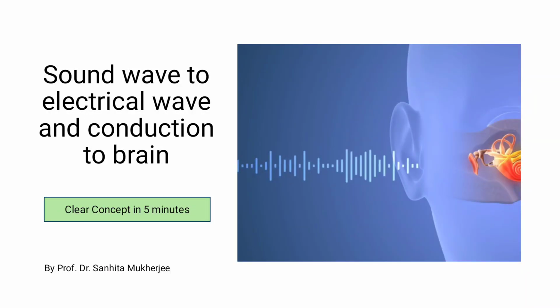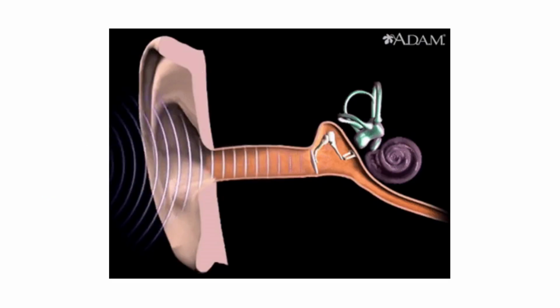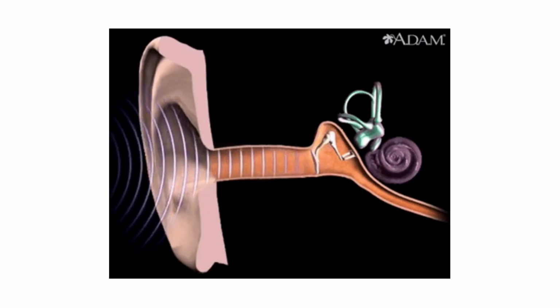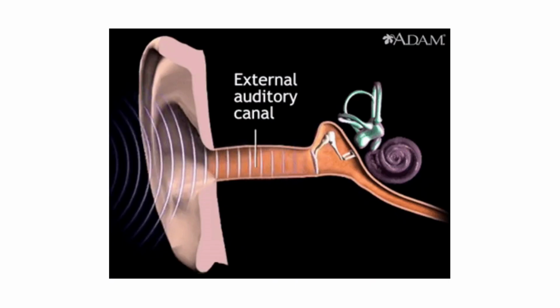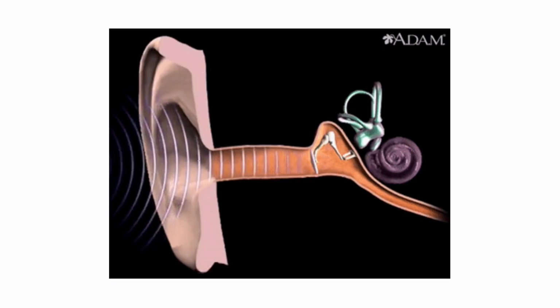Dear student, in this video we will learn about how the sound wave is converted to an electrical wave and how it is transmitted to the brain. So we know that the sound is actually transmitted first via the external ear. So what are the parts of the external ear?